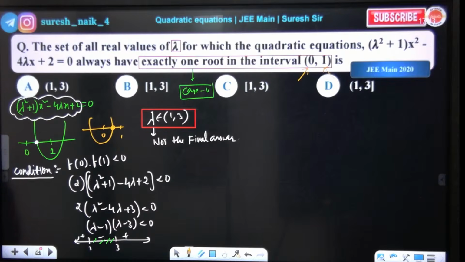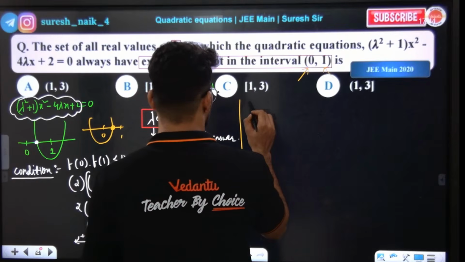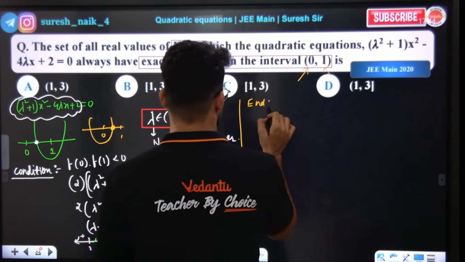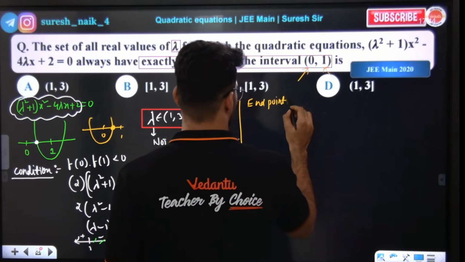Boundary point condition. If 0 is a root, look at it. Endpoint analysis. Endpoint checking.